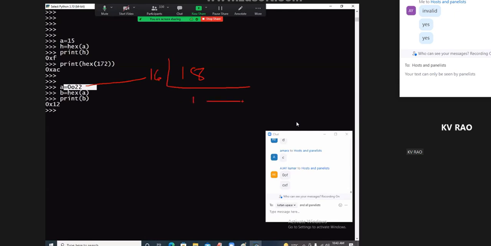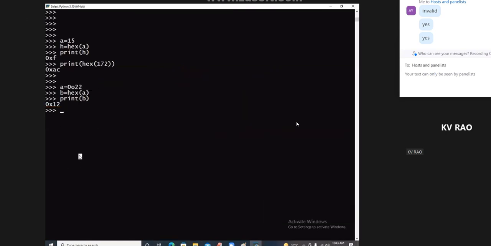16 to the power 1 is 16, it is called 2, and 16 to the power 0 is called 1. This answer is called what? 0x12 is the answer. So simple. Octal, we got it. You can write it directly. Hex of 0 3 4 5 6 2. Valid or not? All of them are inside 0 to 7 only.